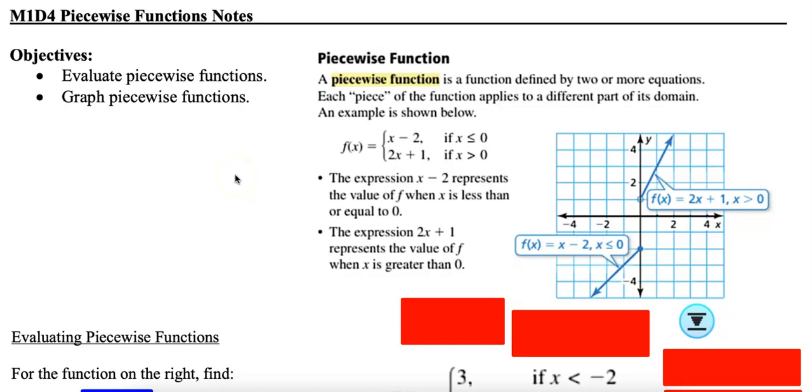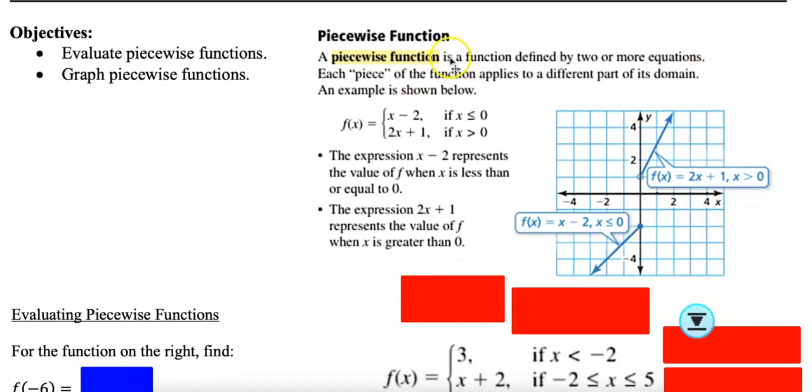So we're going to evaluate piecewise functions and we are going to graph them. So real quick, a piecewise function, think about it as pieces of a function. It's defined by two or more equations, and each piece is going to apply to a different part of the domain. So for example, you have f of x, we've got two functions, and we've got two different domains.